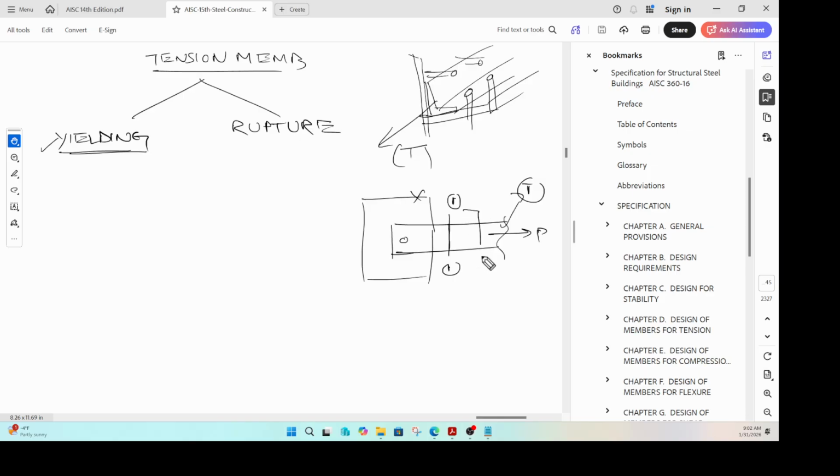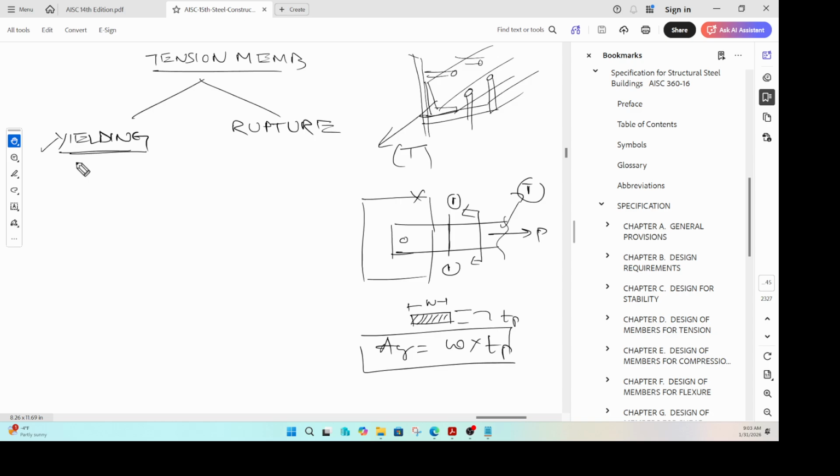If you look at it from this particular view, it is a simple plate like that, right? And this area is nothing but the width of the plate. Let us say the width of the plate is that, and this is your thickness of the plate, correct? So width times thickness is your A gross.